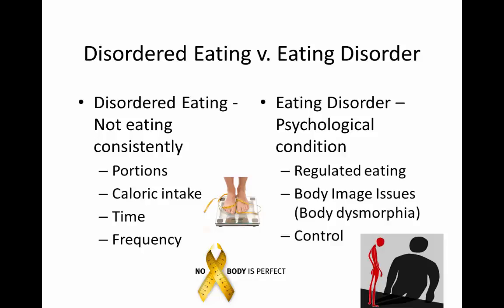An eating disorder, on the other hand, is a psychological condition. This results in regulated eating behaviors, usually due to control issues. There may be body image issues, including body dysmorphia, which is a distortion in the image that the person sees in the mirror and what other people perceive. Many eating disorders are related to feelings of loss of control.